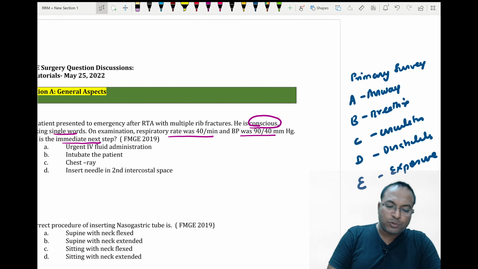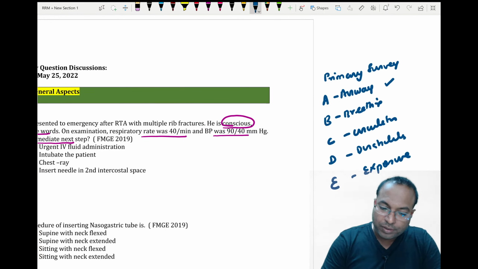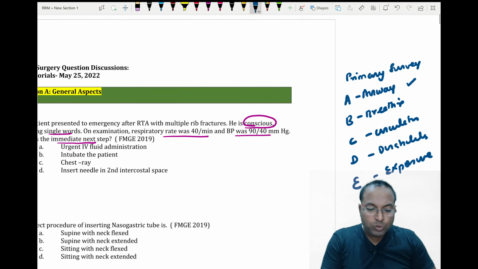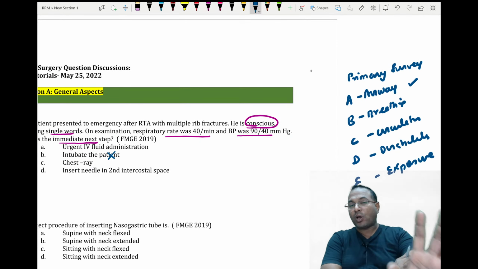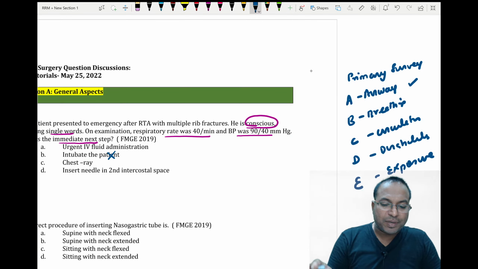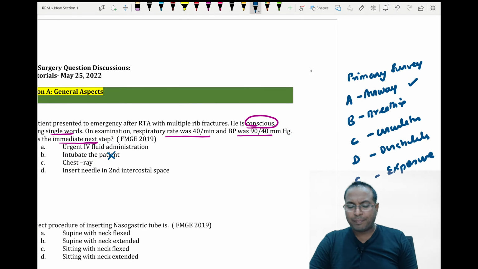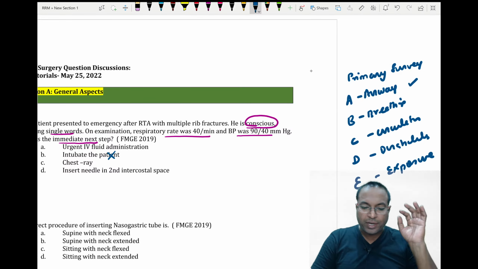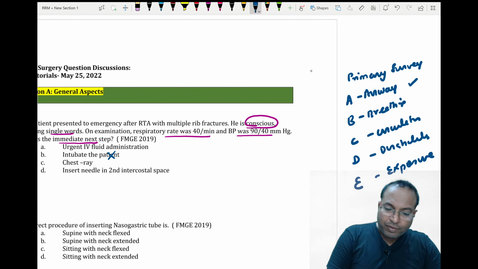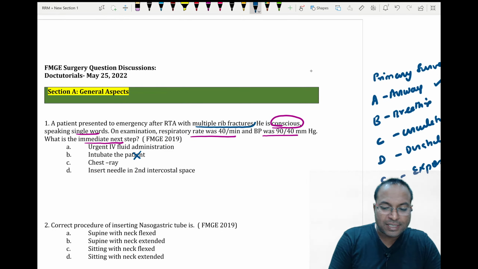In this question, the patient is conscious and speaking single words, which means his airway is good. So no need of intubating the patient. If you understand and answer the question this way, you are going to crack this exam in a simple way. Immediate intubation is not needed, because the patient is speaking and conscious, which means he is breathing well. And we have no time for an X-ray chest at this point of time, because the patient has multiple rib fractures.